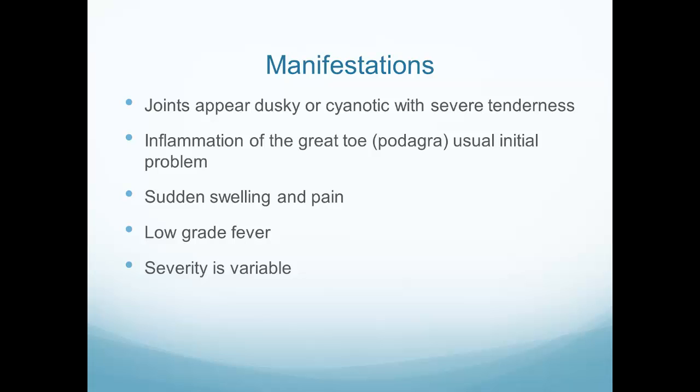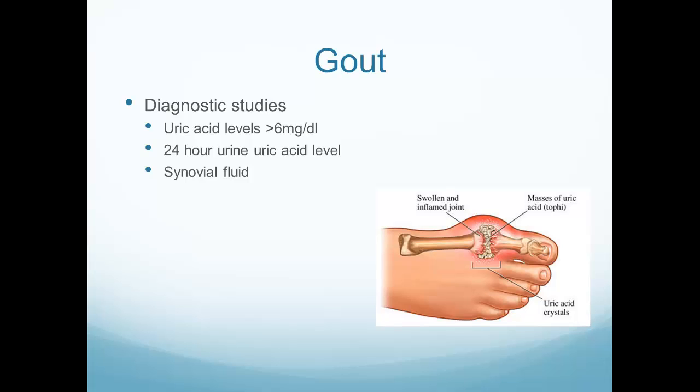As for symptoms, the joints may appear dusky, they may start to become very tender, and that's usually one of the first symptoms we see: tenderness in the joint, maybe some redness or swelling in the joint, and maybe a low-grade fever. The severity is really variable. Some people are asymptomatic, some people just have minor symptoms they can handle. Other people get really severe symptoms of gout.